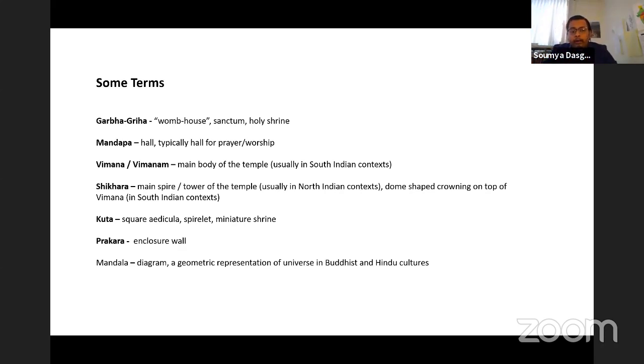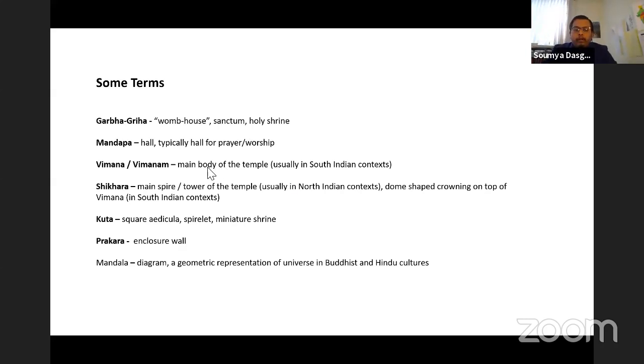So that is mandapa. It's the hall for worshippers, where people worship the god in the Garbhagriha. Then we have the most important term, perhaps, the Vimana, or Vimanam, and Shikhara. So the Vimana is the main body of the temple, which is the spire above the Garbhagriha, which is the most identifiable thing in an urban context. When you look at a temple, it has a spiral-like structure.